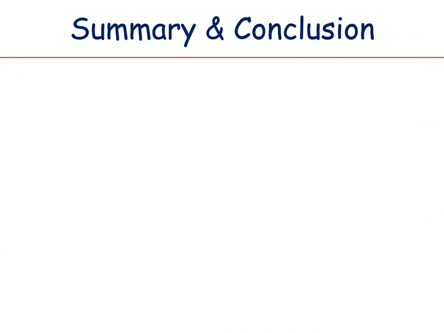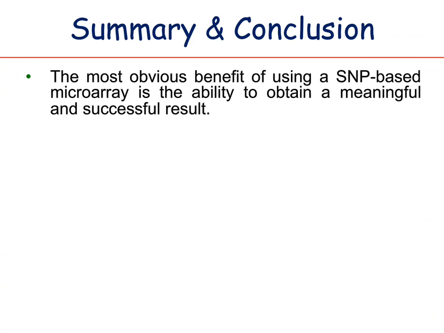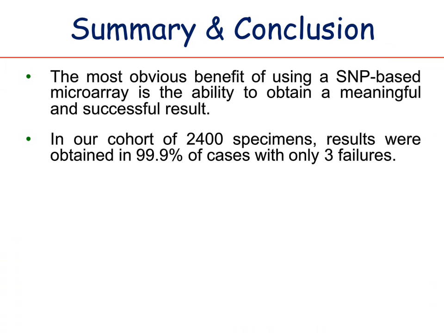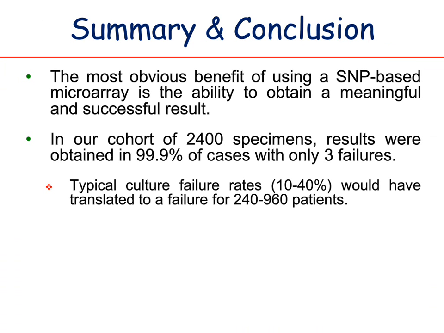So, a summary and conclusion from this study: the most obvious benefit of using a SNP-based microarray is the ability to obtain a meaningful and successful result. In the cohort of 2,400 specimens, results were obtained, as I showed you, in greater than 99.9% of cases with only 3 failures. If we look at typical culture failure rates, as I showed you right in the beginning, which range from 10 to 40% in the literature, this would have translated to a failure for from 240 to about 960 patients had they had routine testing done.